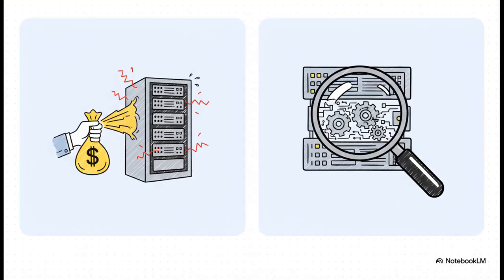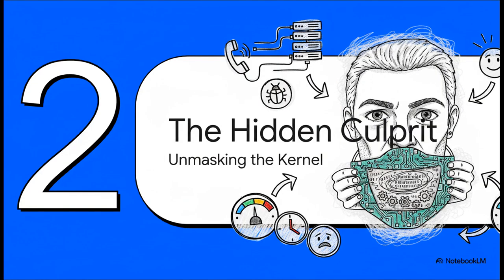So what's the usual fix? Right, we throw more money at it. We buy bigger servers, we upgrade the internet connection. But what if the problem isn't the hardware at all? What if the real culprit is hiding in plain sight, in a place most people never even think to look? Your system's default kernel settings. And that brings us to the main character of our story today.